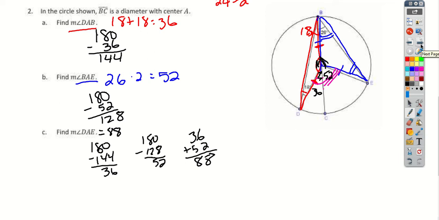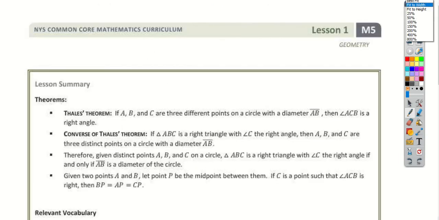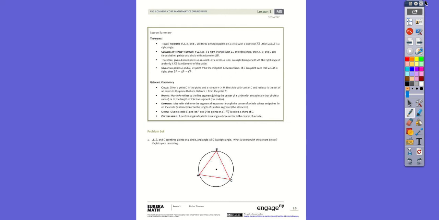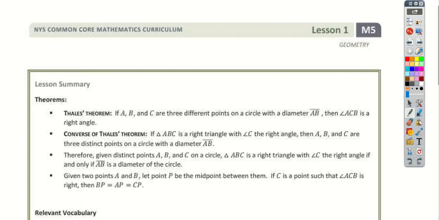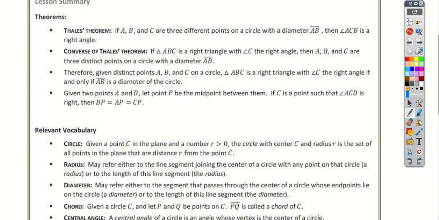All right. Heading over to the next page. So Thales theorem, remember, if I have a diameter, it's an inscribed angle, then we're going to write right angle. We can flip it around and say that if there's a right angle that's inscribed, then the other side of the triangle has to be a diameter, and we can use that here.